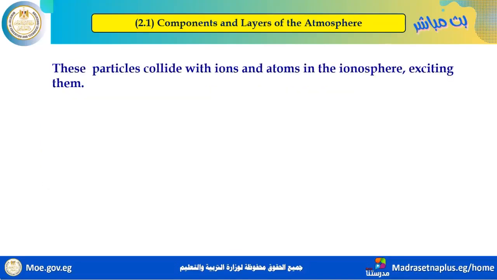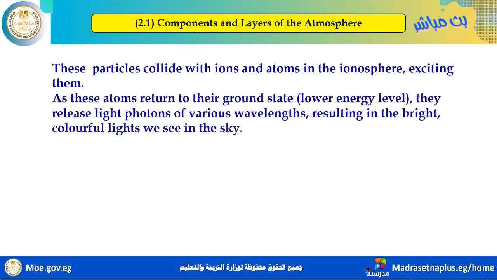These particles collide with ions. I said in this layer there is oxygen and nitrogen, which may lose or gain electrons, so they become charged. The particles come and collide with ions and atoms in the ionosphere, exciting them. As these atoms return to the ground state, lower energy, so they return again to their normal state, they release light photons. You have studied in chemistry before, gain a quantum, lose a quantum, like this.